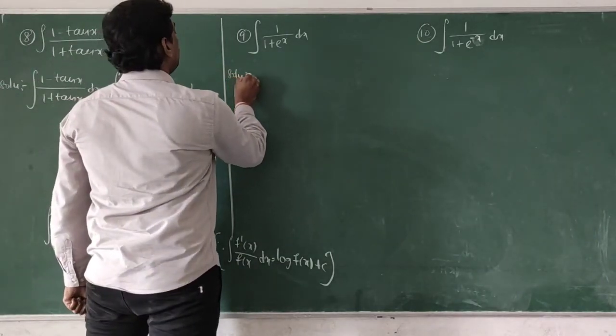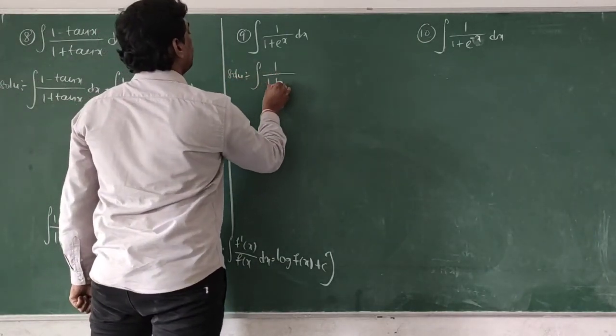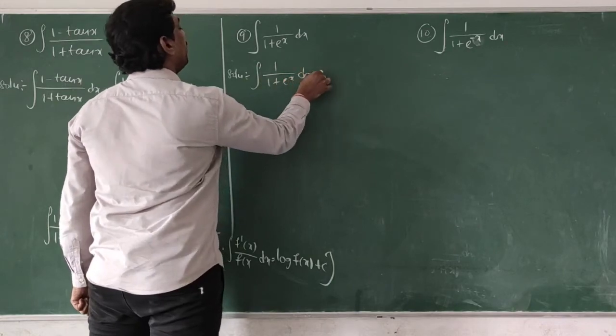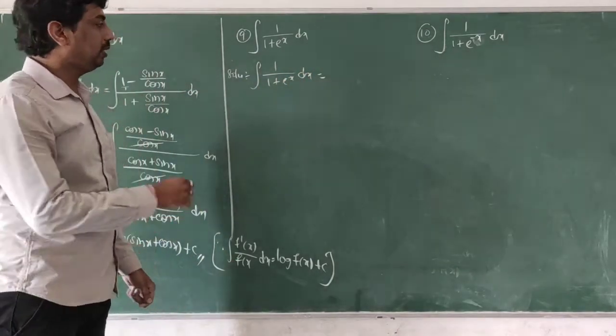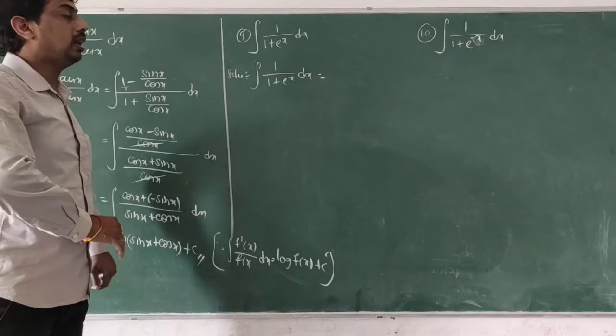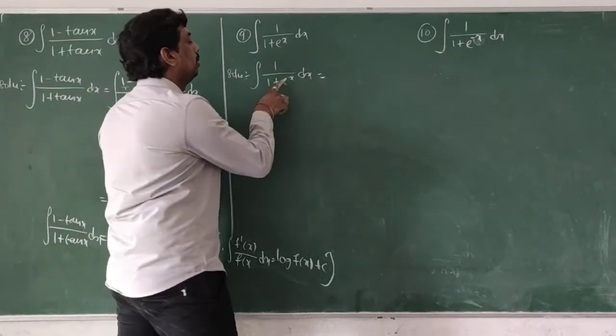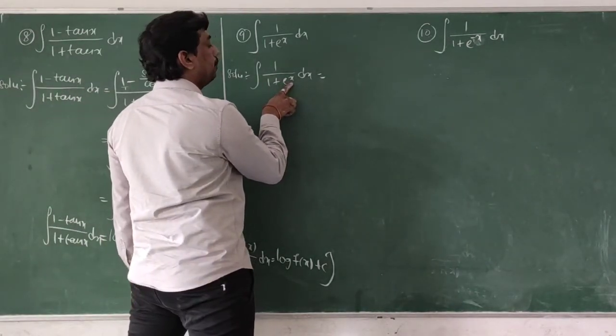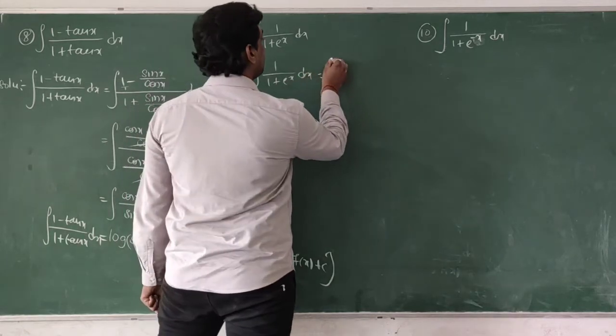Now, next problem, 9th one. In the solution, take the given problem as it is: 1 by (1 plus e power x) dx. Can we use a direct formula for this one? No. That's why we need to change it into a form in which we have the formula. So in order to get the solution, multiply and divide with e power minus x.